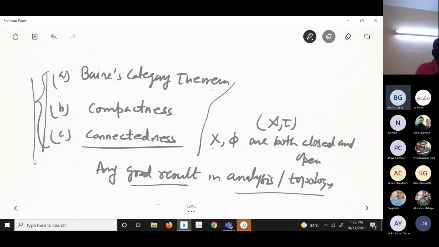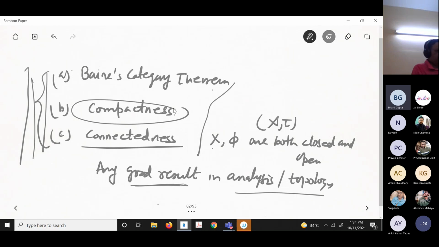Sometimes you may not use a result directly, but you must be using it indirectly. Indirectly means you must be using some result, and that result uses one of them in its proof. That's what I'm saying. If you do not use even one of them, that may be a very small result, not a very powerful, strong result. You should keep that in mind. If you are interested in math, in analysis, topology, even measure theory, you will see that also. Compactness plays a big role there, of course in higher measure theory too.